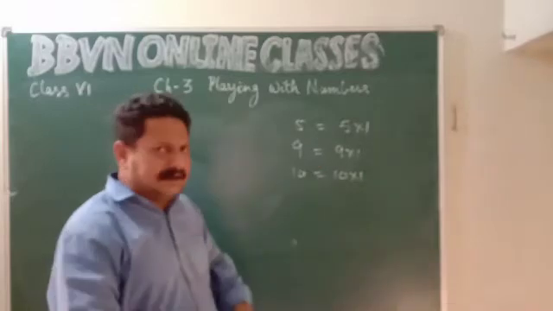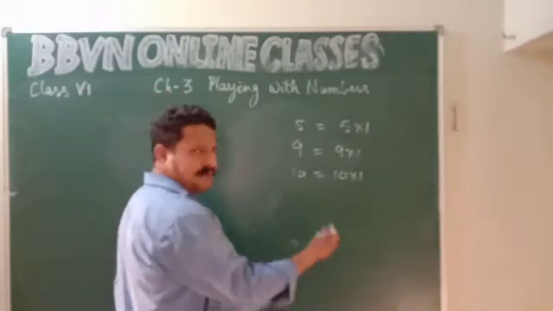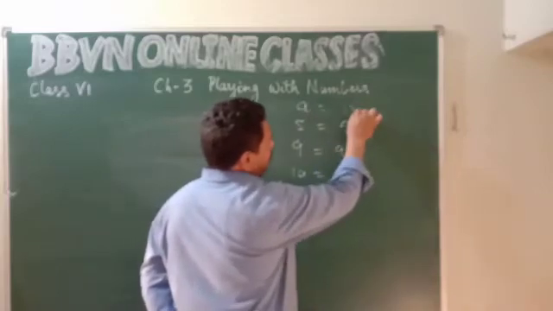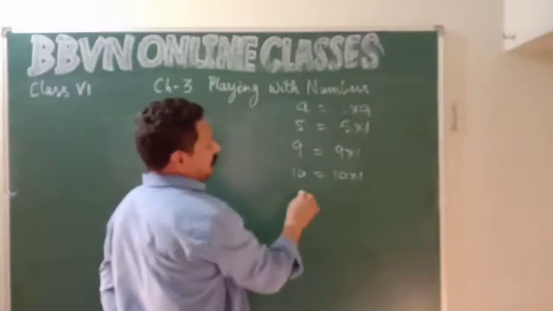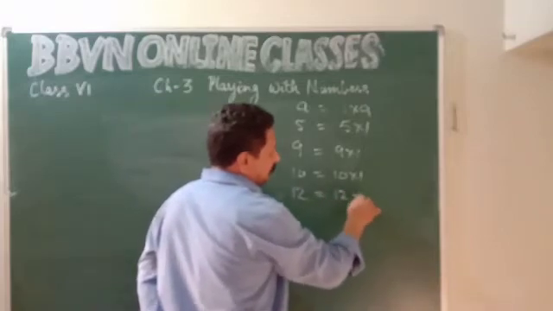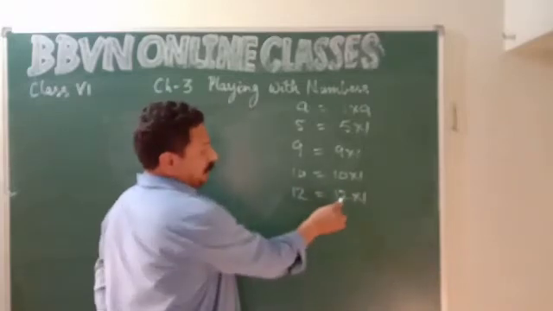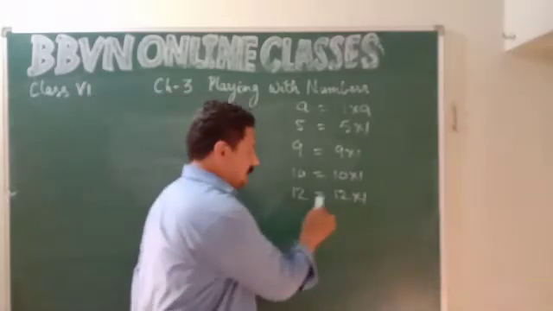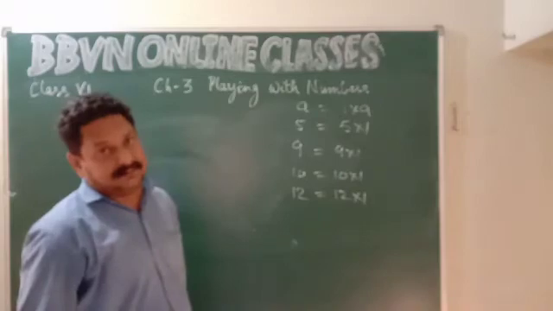We can see that any number can be written in this form. कोई भी number हो. For any number A, you can write it as 1 into A. कोई भी number ले लो आप. Suppose you take 12, you can write it as 12 into 1. So every number is a factor of itself and 1 is a factor of every number.